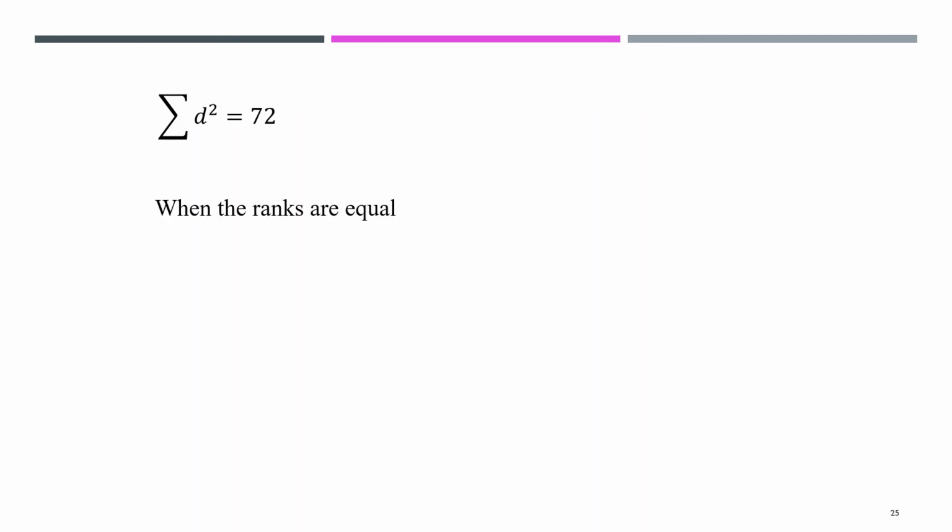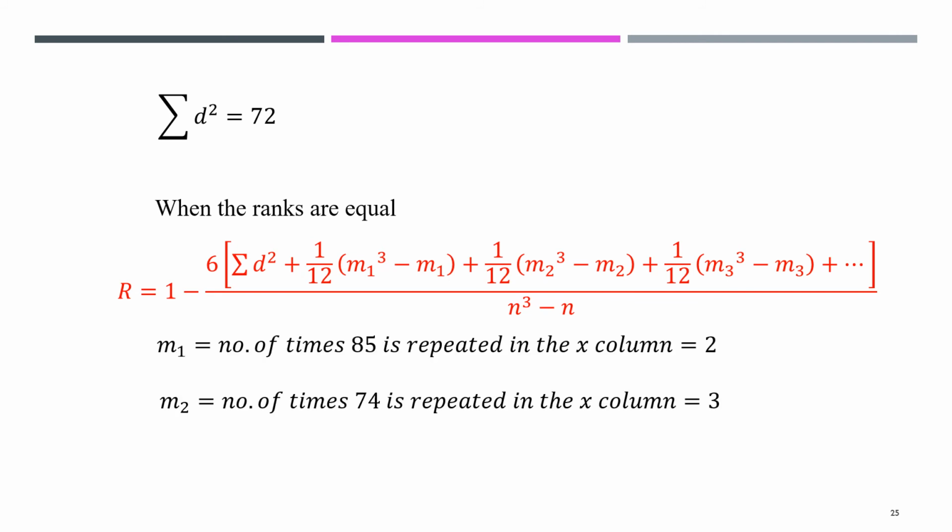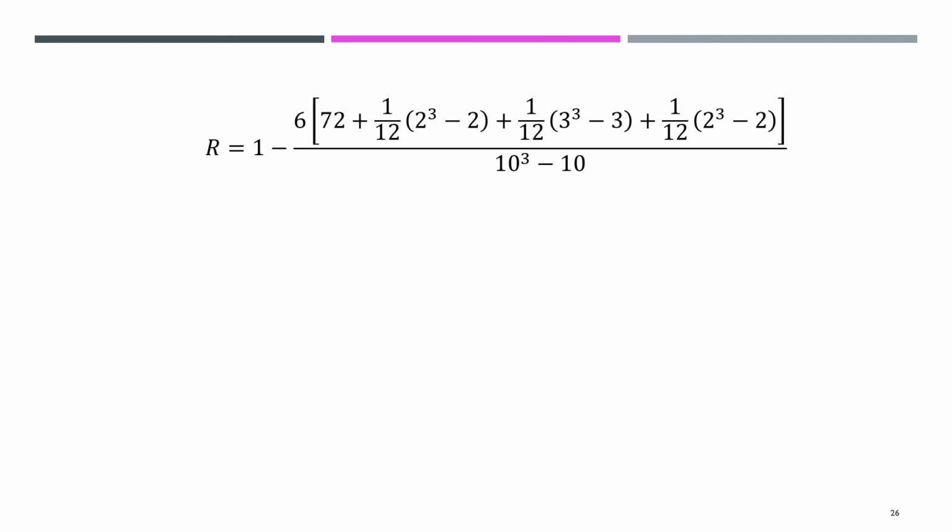Summation D square is 72, and when the ranks are equal, we substitute the values of summation D square, M1, M2, M3 and N, and calculate capital R. So as I told you, M1 is 2, M2 is 3 and M3 is equal to 2. Substituting everything in the formula for R: summation D square is 72, M1 is 2, M2 is 3, M3 is 2, N is equal to 10, and calculating the value of R. We have substituted all the values in the formula for the repeated rank.